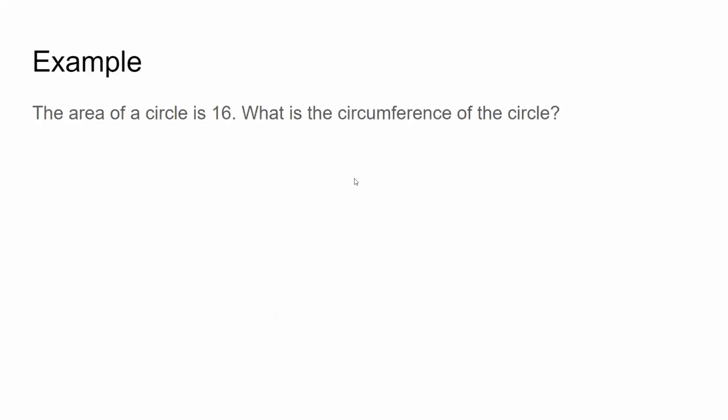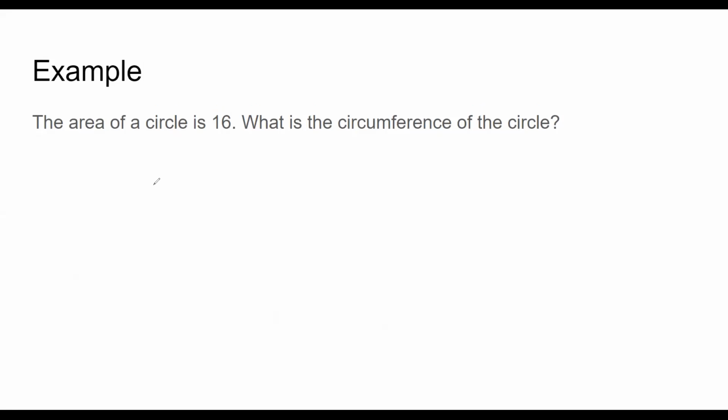Okay, so let's do some examples. The area of a circle is 16. What is the circumference of the circle? Well, the area of a circle equation is pi R squared. So we write pi R squared is equal to 16. R squared equals 16 over pi. We take a square root and we get R is equal to 4 over root pi.